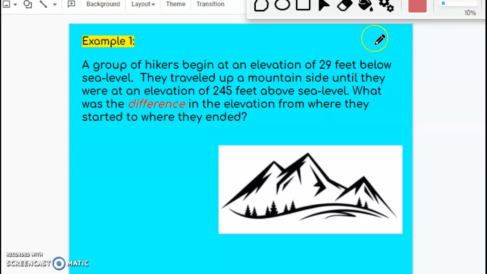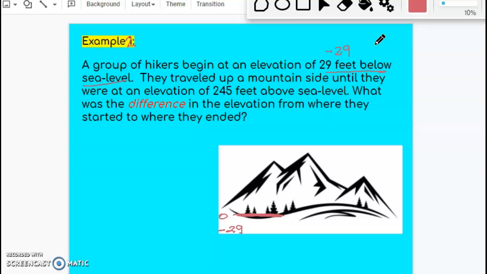A group of hikers, and I know this says example 1, it should say 2. A group of hikers begin at an elevation of 29 feet below sea level. So right away we know that's negative 29. If I have a picture here, I'm going to label it. I'm just going to say that this is sea level, so that would be 0. So we're down here, negative 29.